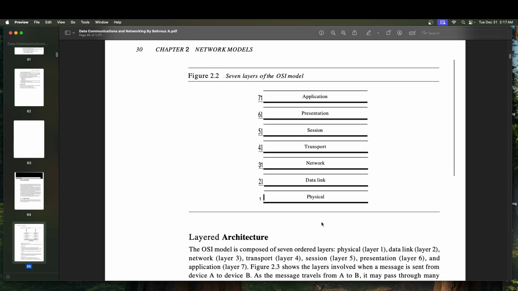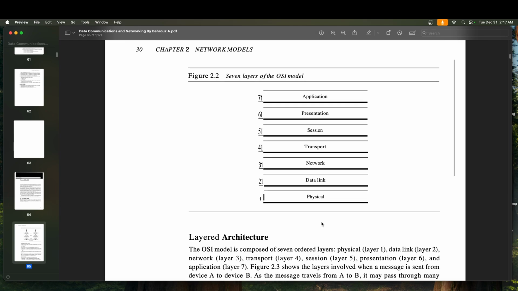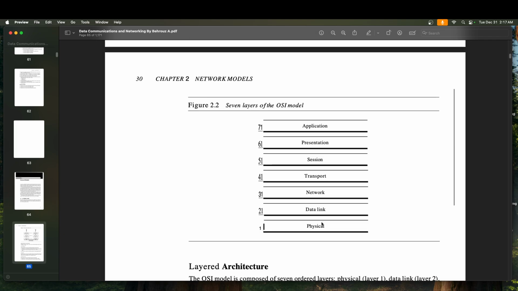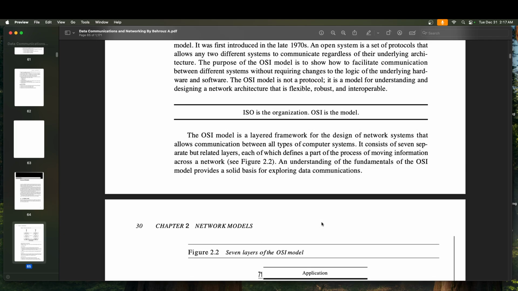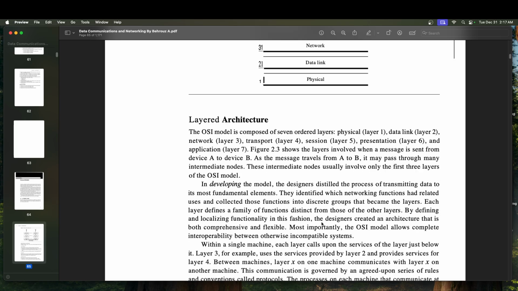Okay, so physical layer, data link, transport, session, presentation, and application. Figure 2.3 shows the layers involved when a message is sent. I'm talking about 2.2. So in 2.2, basically there are 7 separate layers. Then figure 2.3.